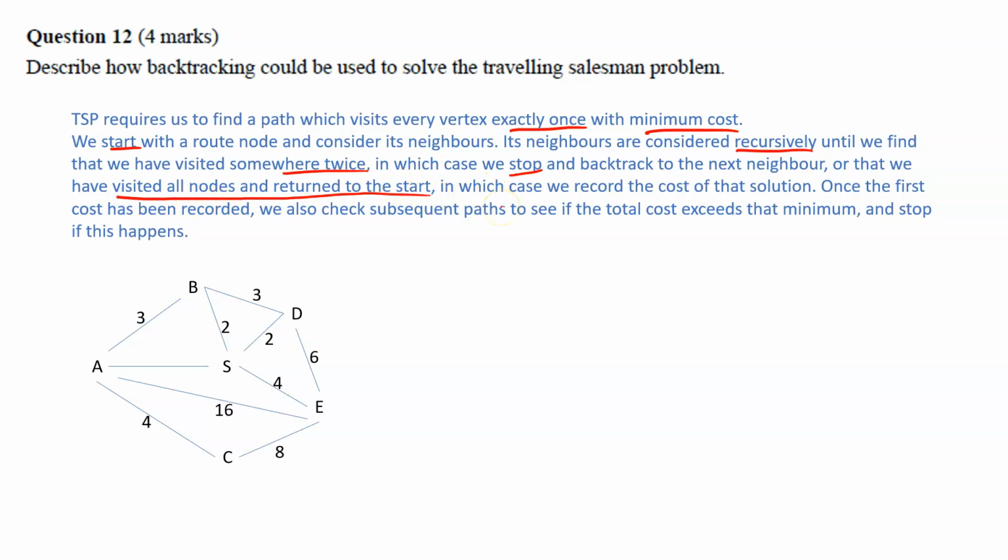Now with traveling salesman, there's a little bit of extra work to do because we're trying to find the best solution. So we record the cost, and then we need to say, well, subsequent paths need to be checked to see if the total cost exceeds that minimum, and we would stop. When I say stop, I mean we stop and backtrack if that happens. So let's work through this.